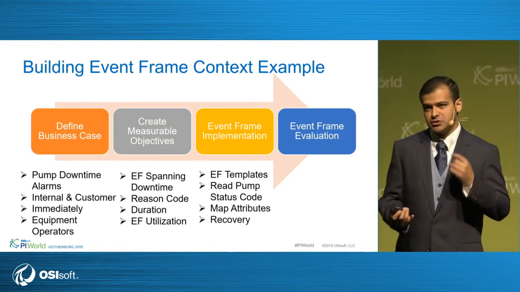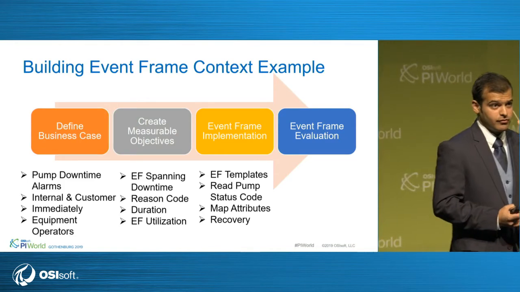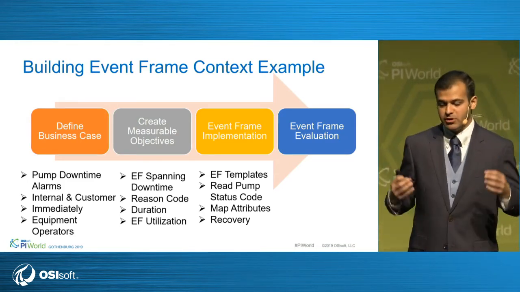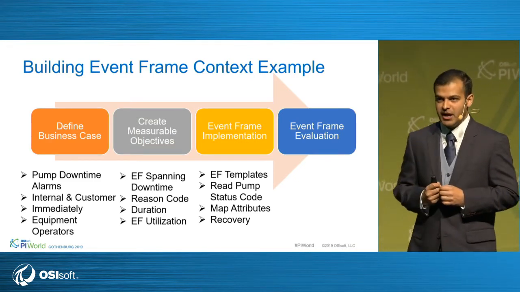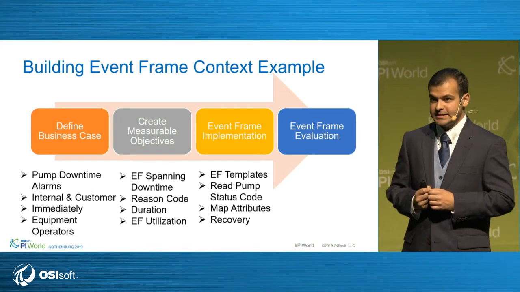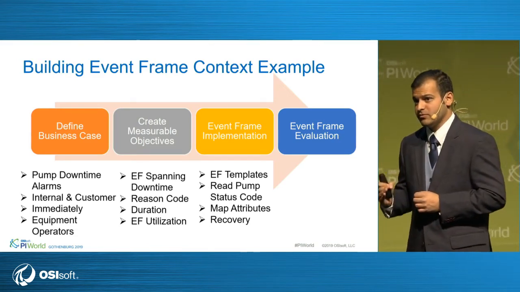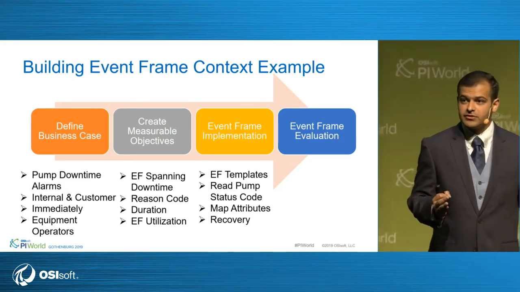In implementation, same process, create templates. I can read the pump status code from my attribute data if I have it. So that goes back to my measurable objective and attaches to that. I could map my attributes accordingly. And in the end, I go for the recovery as I wouldn't be interested in seeing event frames from now and later. If I'm doing some business case, I also want to look at the historical data.